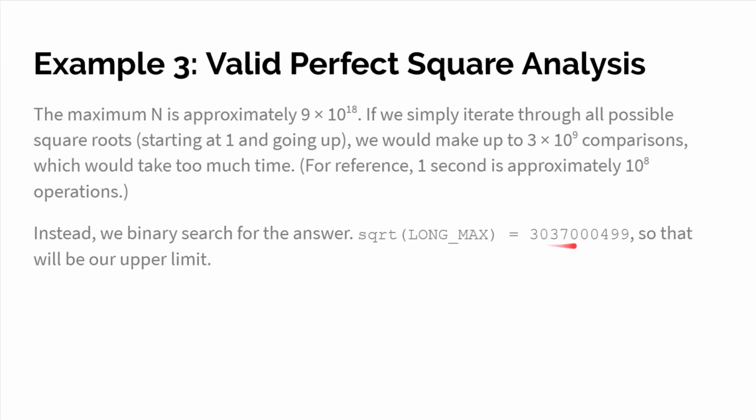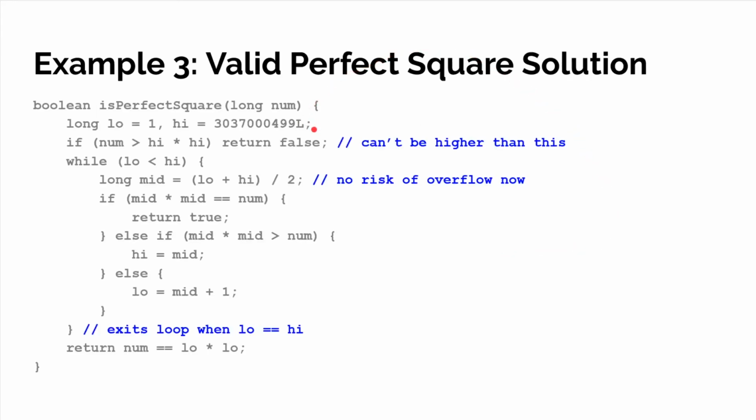This turns out to be this number right here, so that will be our upper limit. Here we have, again, our low is going to be 1, our high is going to be this square root of the long max. If num is greater than high times high, we're going to return false. So if our number is greater than the maximum perfect square that it could be, then we're going to return false. And now, while low is less than high, we're going to check if mid is equal to low plus high over 2, the middle between low and high, and do our normal binary search stuff.